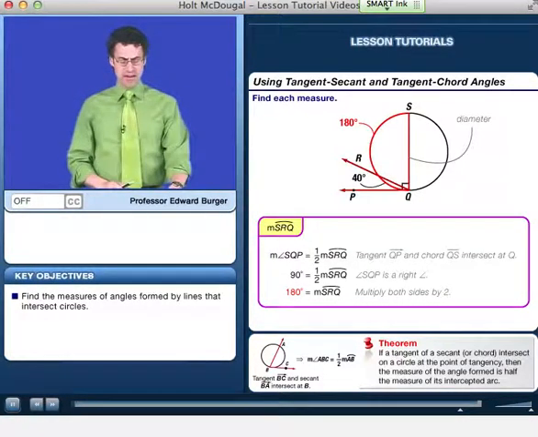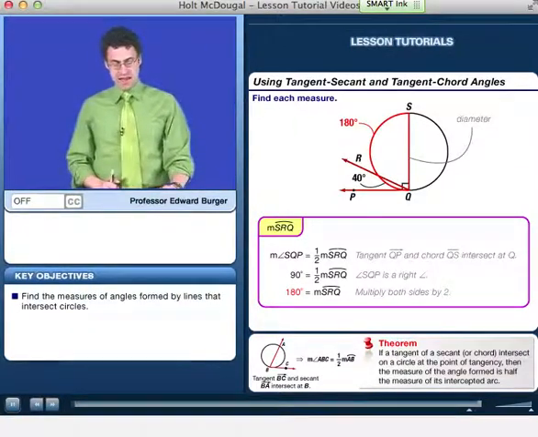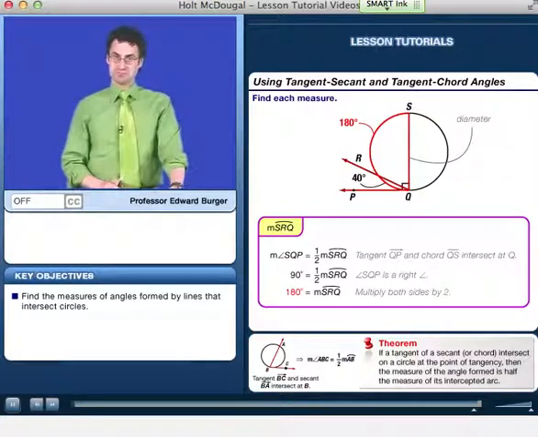Cool. So you can see that we can carry results over from angles between two chords to now angles between a chord and a tangent line. Very nice.